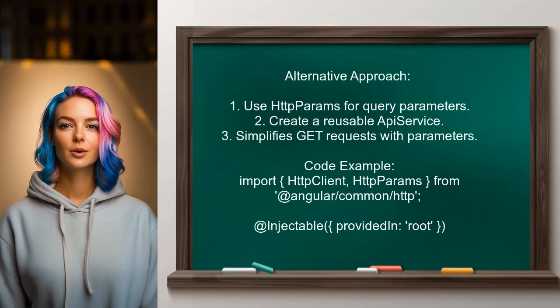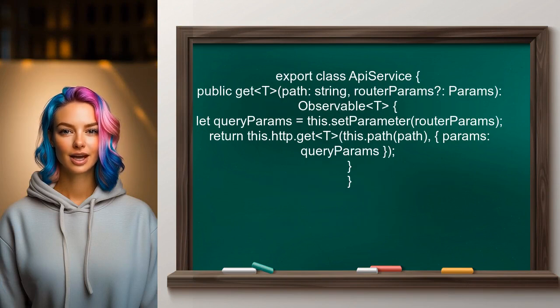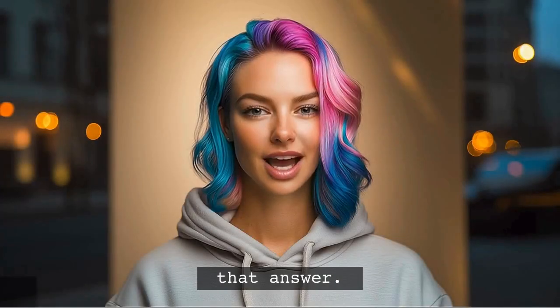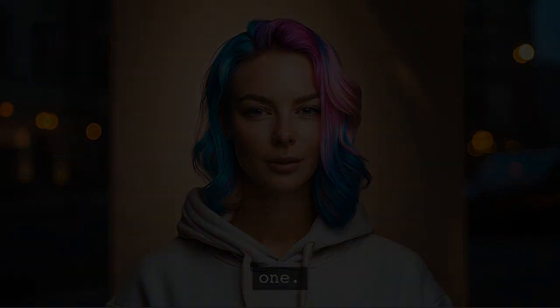Now, let's see a response from a different user. An alternative approach shared by another user involves using the HTTP params class for handling parameters in API calls. They provide a reusable API service that simplifies the process of adding query parameters to GET requests. That's it for that answer. Let's take a look at another one.